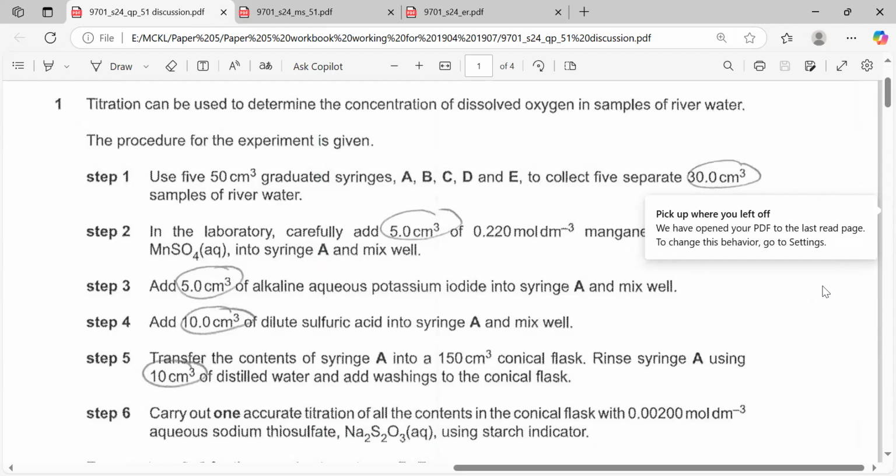Okay, let's discuss this particular paper. Let's look at question number 1. Titration can be used to determine the concentration of dissolved oxygen in samples of river water. The procedure for the experiment is given.